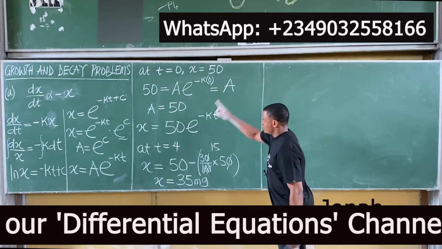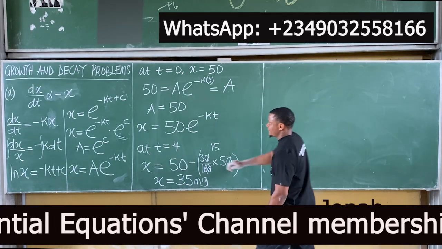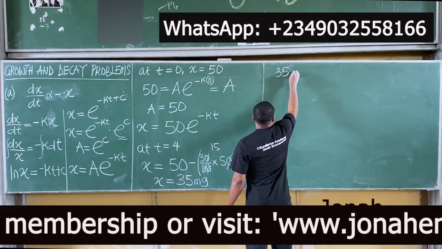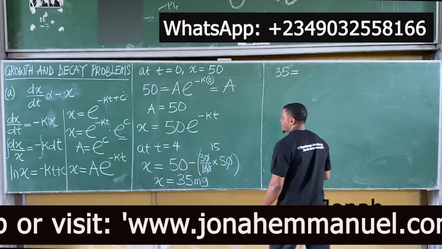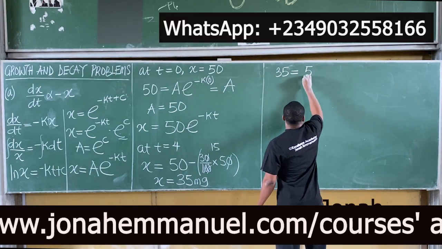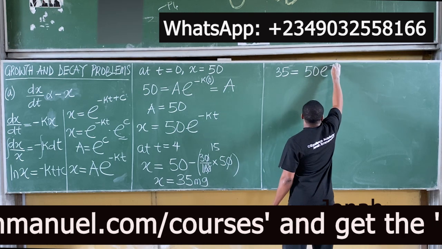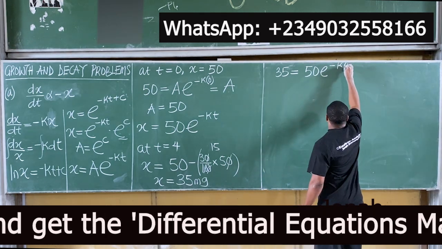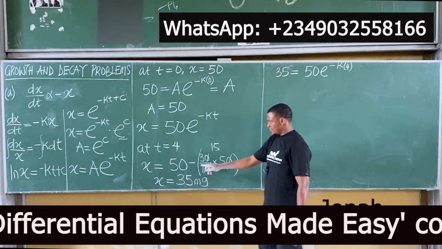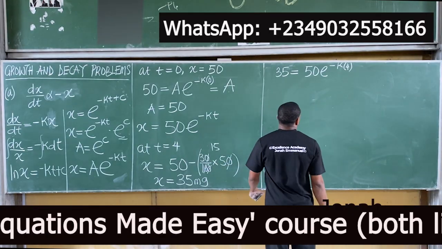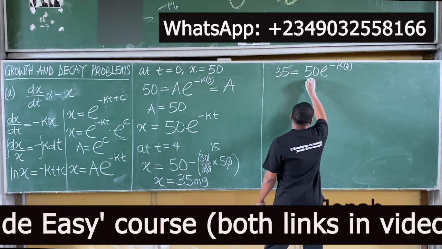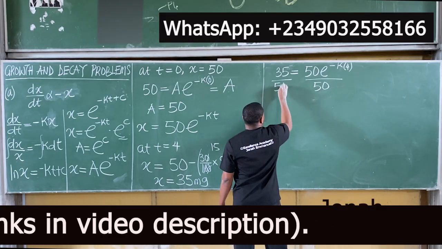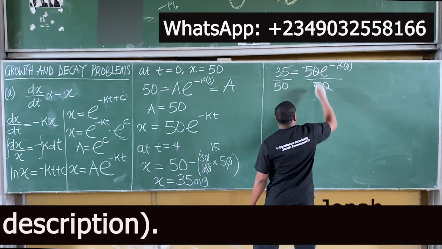Okay, putting these conditions into your equation, I have that 35 is equal to 50 exponential minus k into t. What's t there? 4, after 4 hours. It lost this amount after 4 hours. So help me out here. First things first, divide here by 50. Divide here by 50. This cancels this. Give me this value, please.